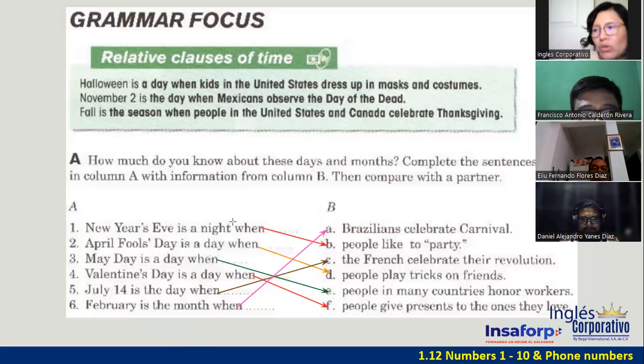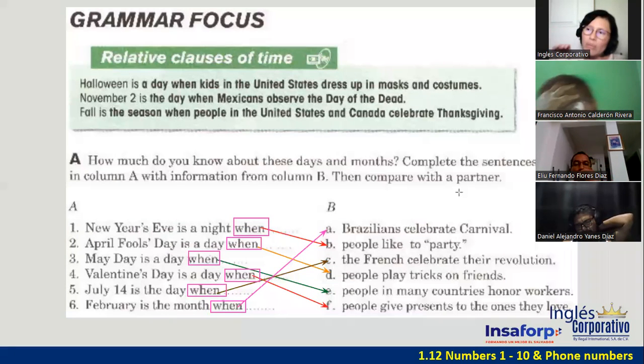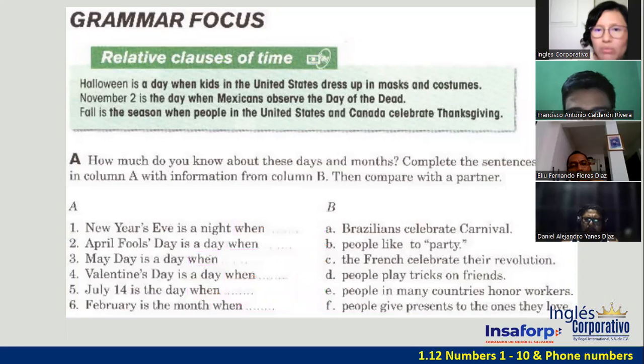Así que very good. Now, you see, each of these sentences makes a relative clause of time. I'm going to highlight the phrases here, right? New Year's Eve is a night when. April Fool's Day is a day when. May Day is a day when. Valentine's Day is a day when. July 14 is a day when. And February is a month when, okay? Entonces, cuando nosotros usamos when, que es un relative pronoun, the way we use it makes it become a relative clause of time, okay? Así que déjeme borrar todo aquí, todos mis dibujitos, okay?